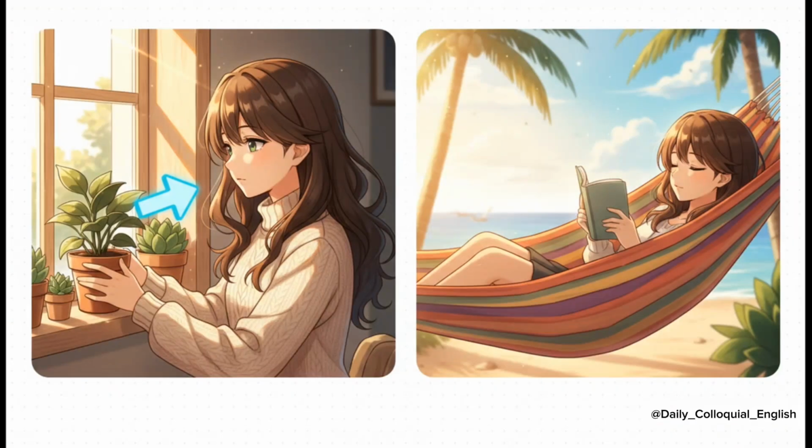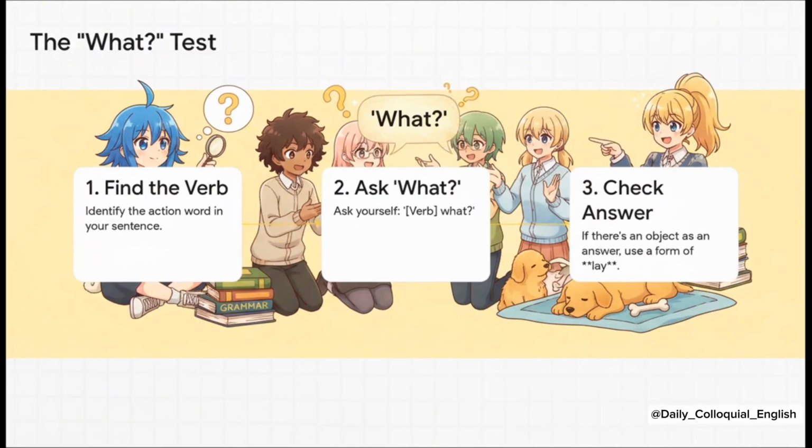So it all comes down to something called a direct object. Don't let the fancy grammar terms scare you. It's actually super simple. The verb lay needs an object. You have to lay something. But the verb lie, as in recline, doesn't. You don't lie something, you just lie. So here's that secret weapon. I call it the what test. It is so easy. When you're stuck, just find your verb and ask what after it. She lays what? The book. Okay, there's an answer, an object. So you use a form of lay. He lies what? Nothing. There's no answer. So you have to use a form of lie.